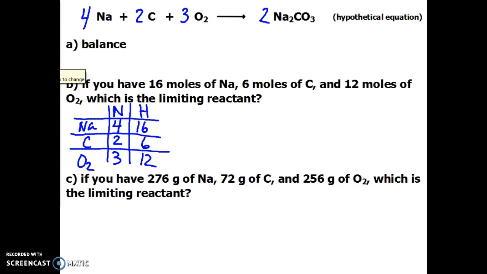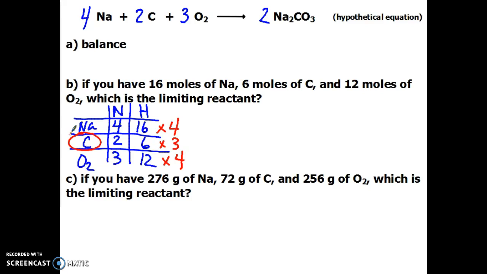At this point, it's just a really simple comparison. According to my equation, I need 4 moles of sodium. I have 16. That means I have enough to do this 4 times. Carbon, I need 2. I have 6. I have enough of the carbon to do it 3 times. And then oxygen, I need 3 and I have 12. So once again, I have enough oxygen to do this reaction 4 times. So which one is my limiting reactant? It's the carbon. I only have enough of the carbon to do this 3 times.